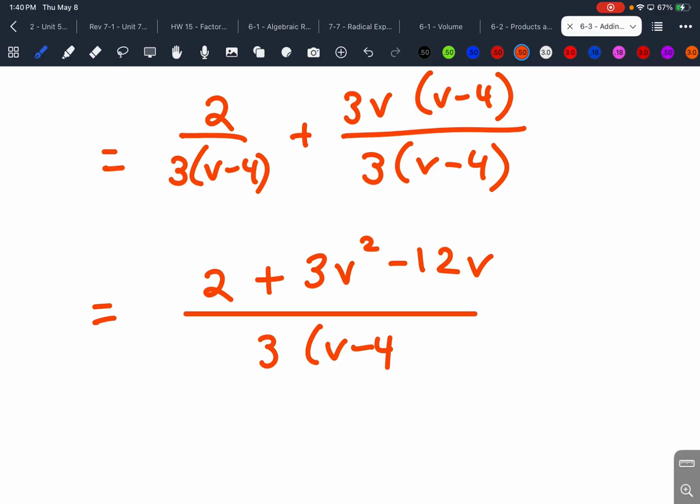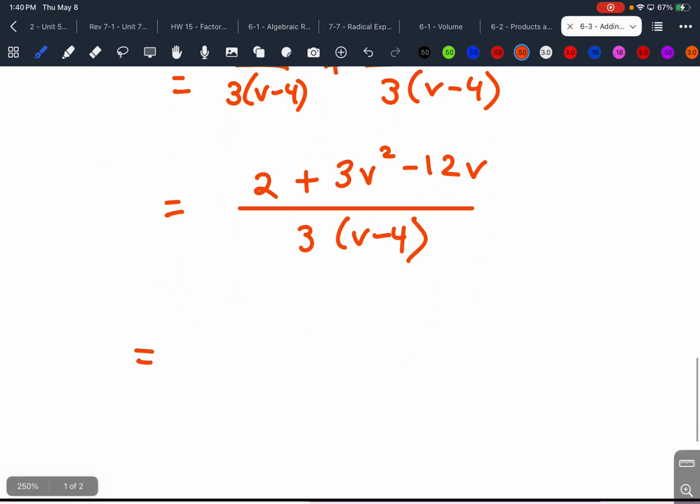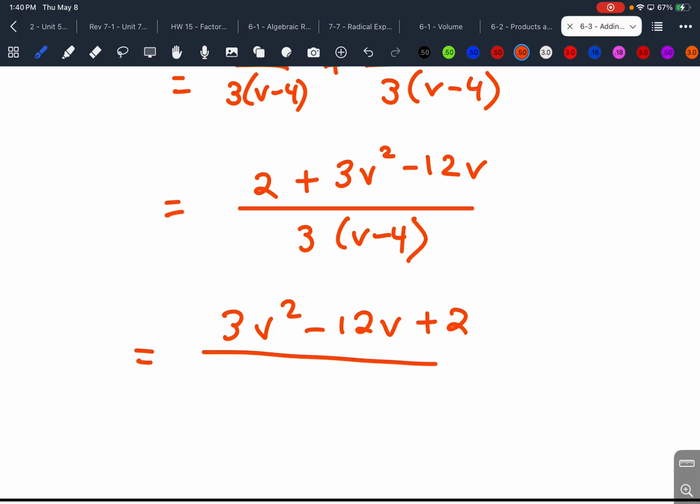And I do like this in standard form. I don't like that that's not in standard form. So 3v squared minus 12v plus 2. And if you want to distribute it, you can, whatever makes you happy, but I'm perfectly fine with factored form. Can we find two factors of 6 that add to negative 12? No, we can't. So that's as simple as it gets.